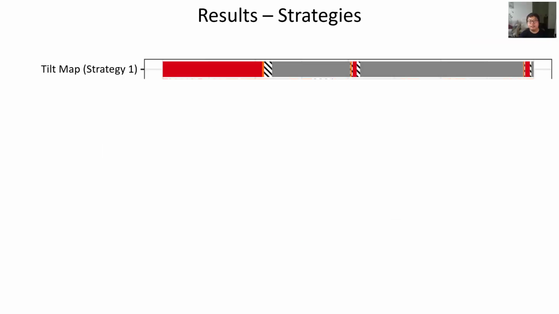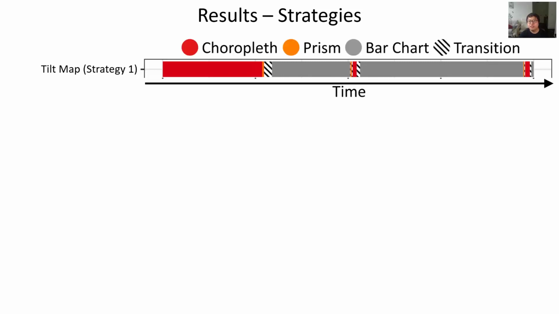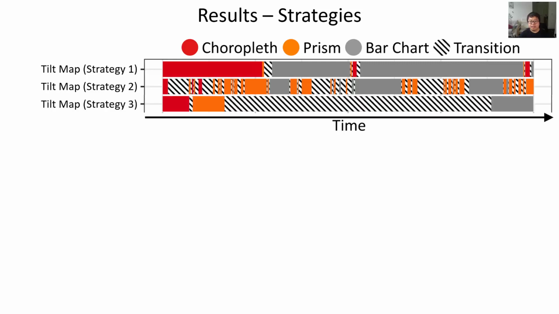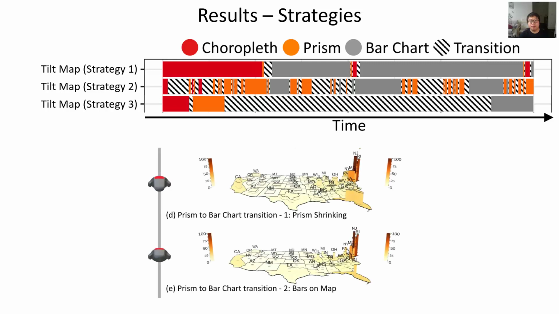We also identified common strategies used by our participants. We used representative trials to demonstrate the strategies. The x-axis is the normalized time for a representative trial. Different colors stand for which view the participant was looking at. The first strategy was only looking at the Choropleth map and the bar chart. In the second strategy, we can see participants frequently switching between views. In the third strategy, participants spent significant time on the transition. It seems some participants relied on intermediate views, for example, the bars on the map, to complete the tasks.